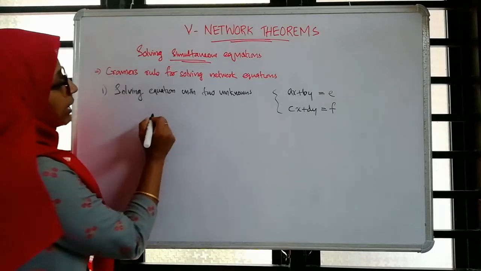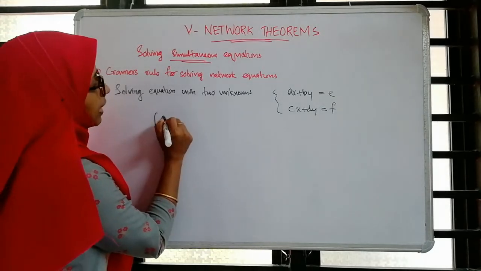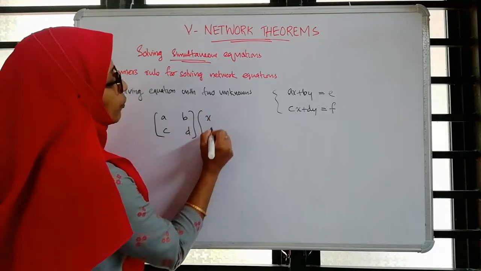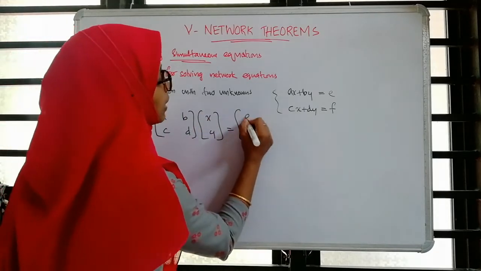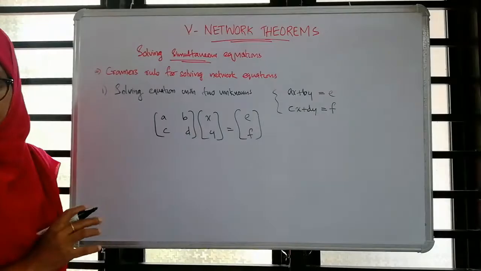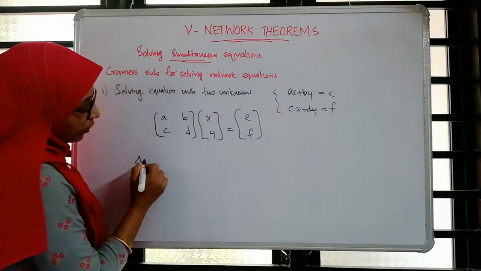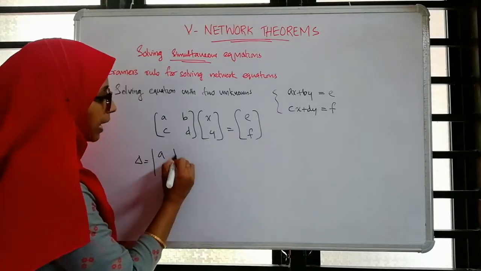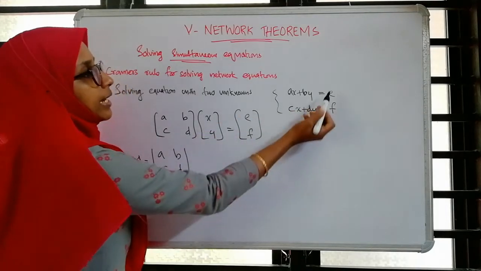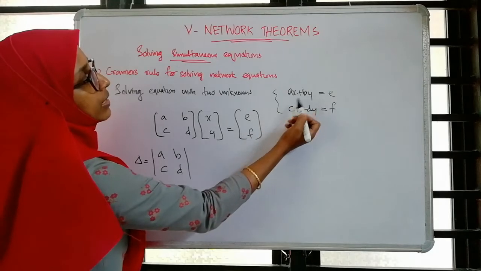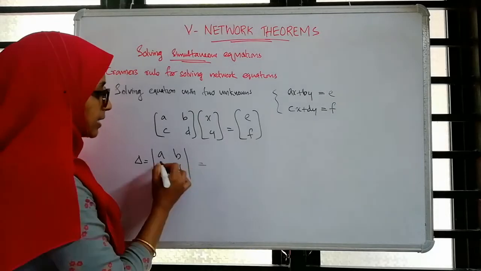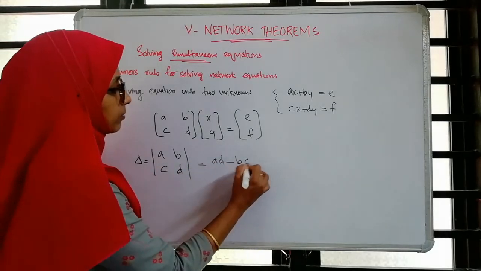In determinant form, we write A, B, C, D multiplied by X, Y is equal to E, F on the right-hand side. Now we solve delta, which is the determinant A, B, C, D, the coefficients of X and Y, where E, F are the constants on the right-hand side. So we can write it as AD minus BC.